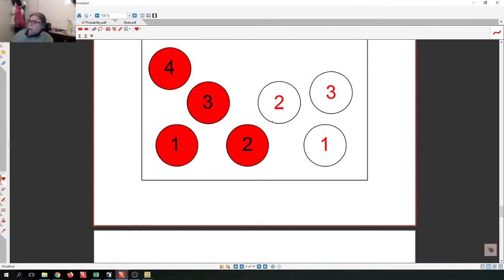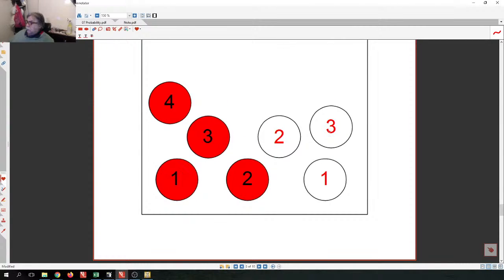And again, you can even count that. This one and this one, this one and this one, this one and this one, that's 3. Another 3, that's 6. Another 3, 9. Another 3, 12. You can even count that. So it's 12 different ways.